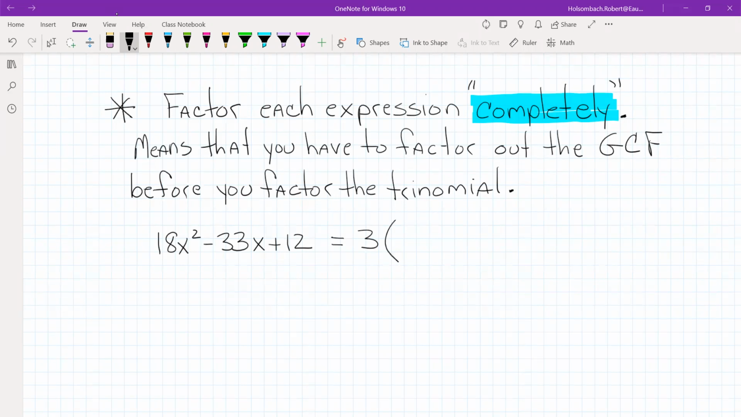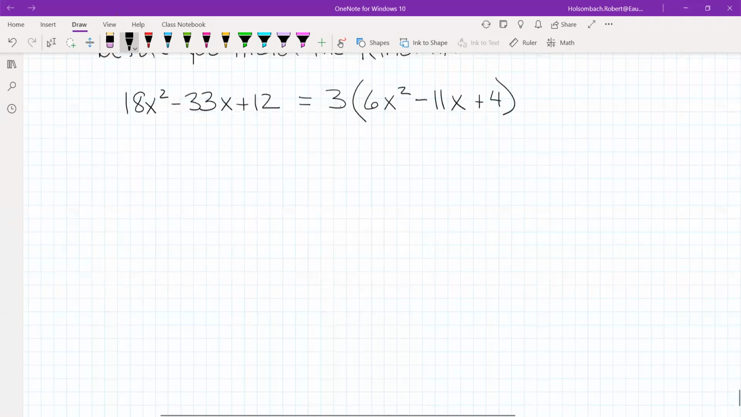So when we factor out a 3, we take the 3 and we divide it into each term. So 3 goes into 18x squared, 6x squared times. And 3 goes into 33x, 11x times. And then 3 goes into 12, 4 times. And now we have to factor this 6x squared minus 11x plus 4. And please, don't forget to bring this 3 down with your answer.